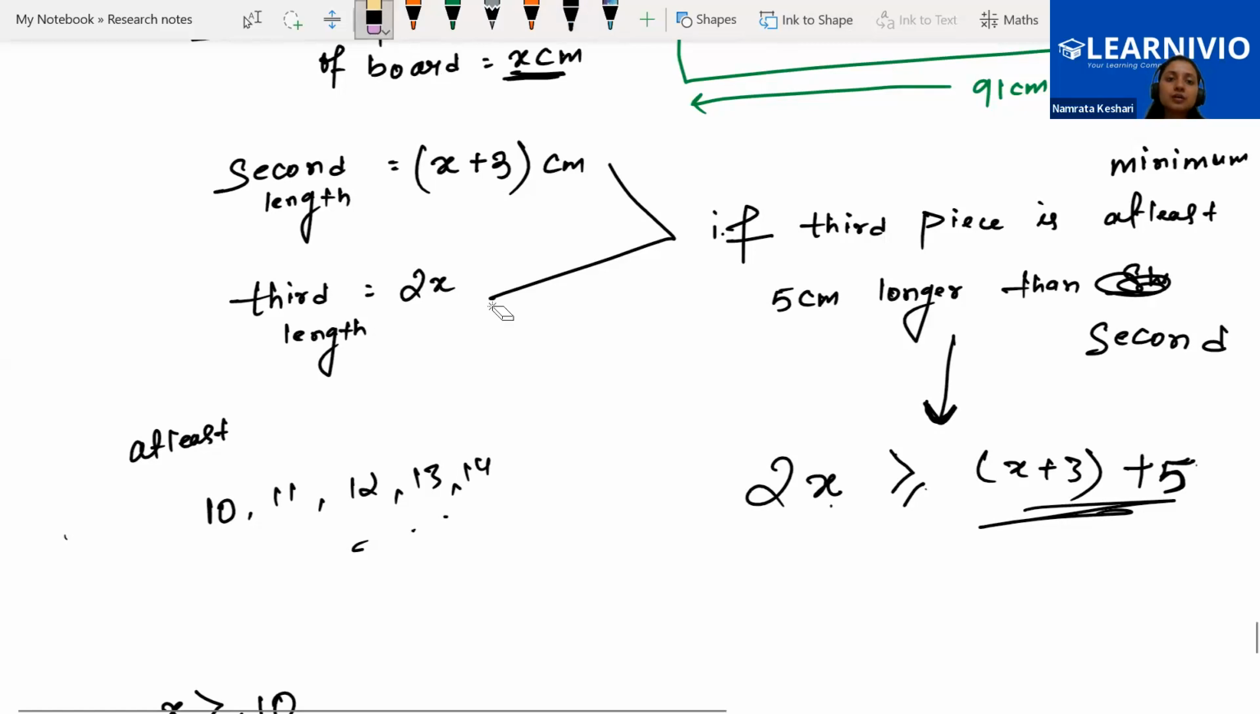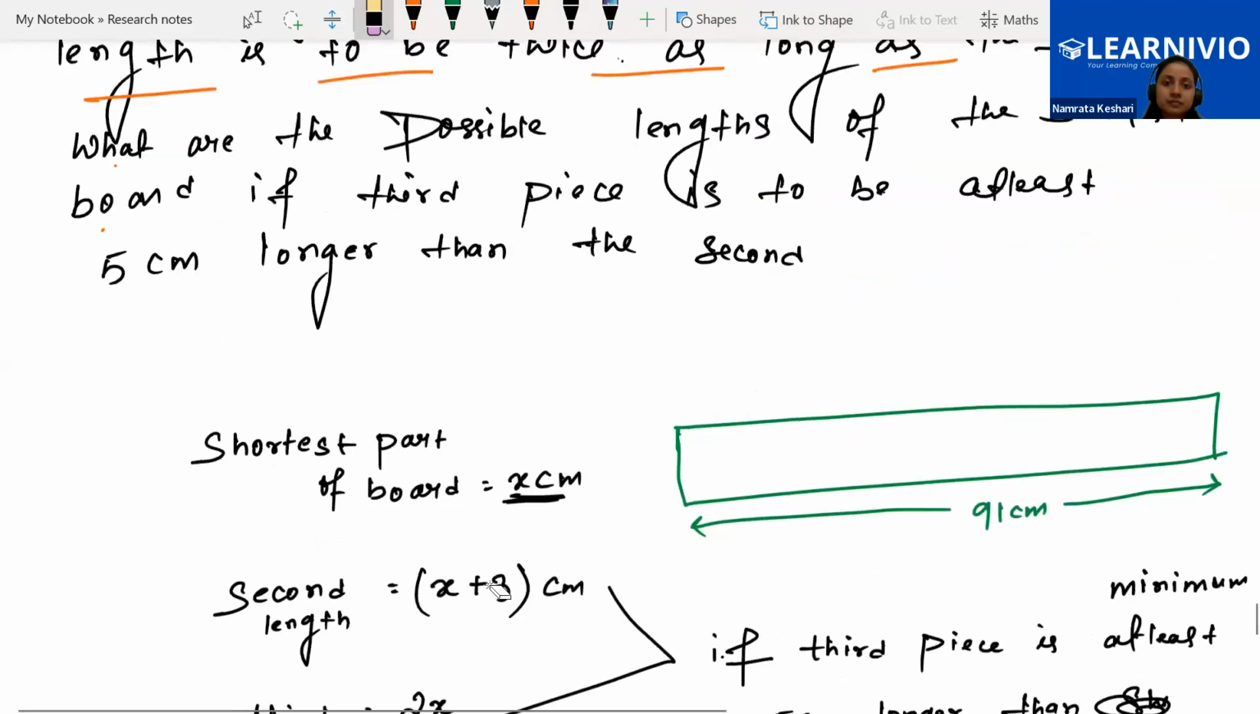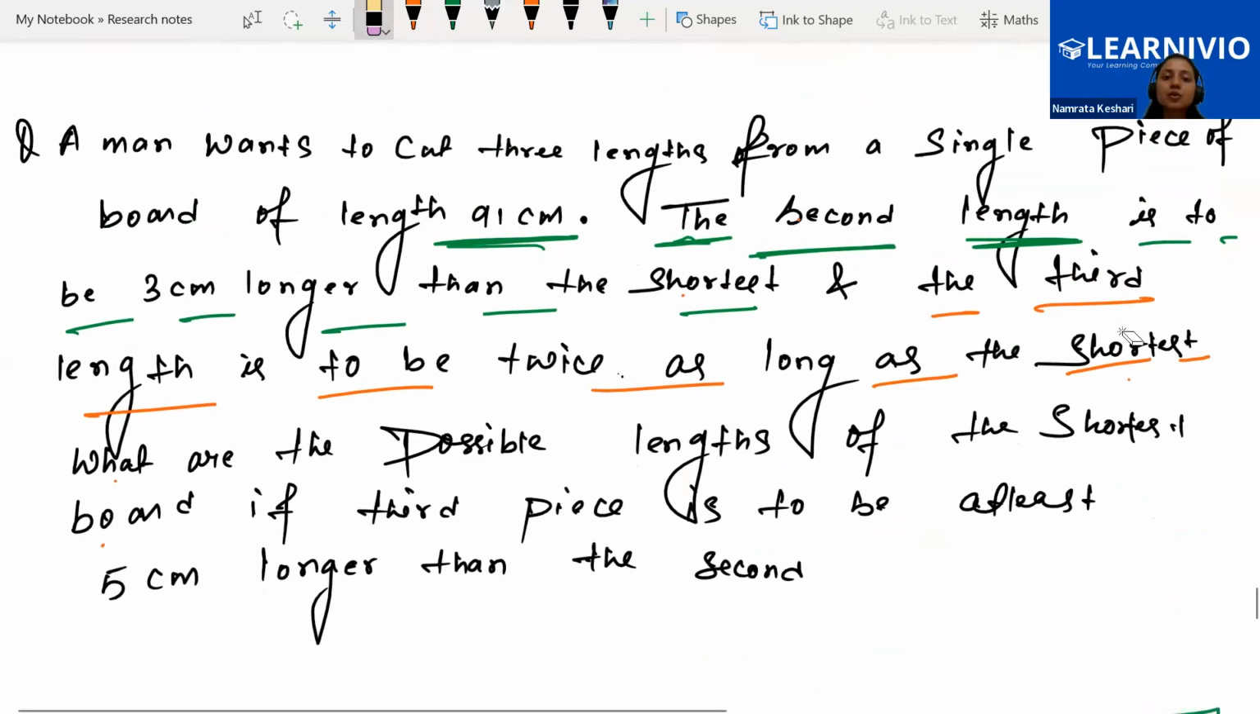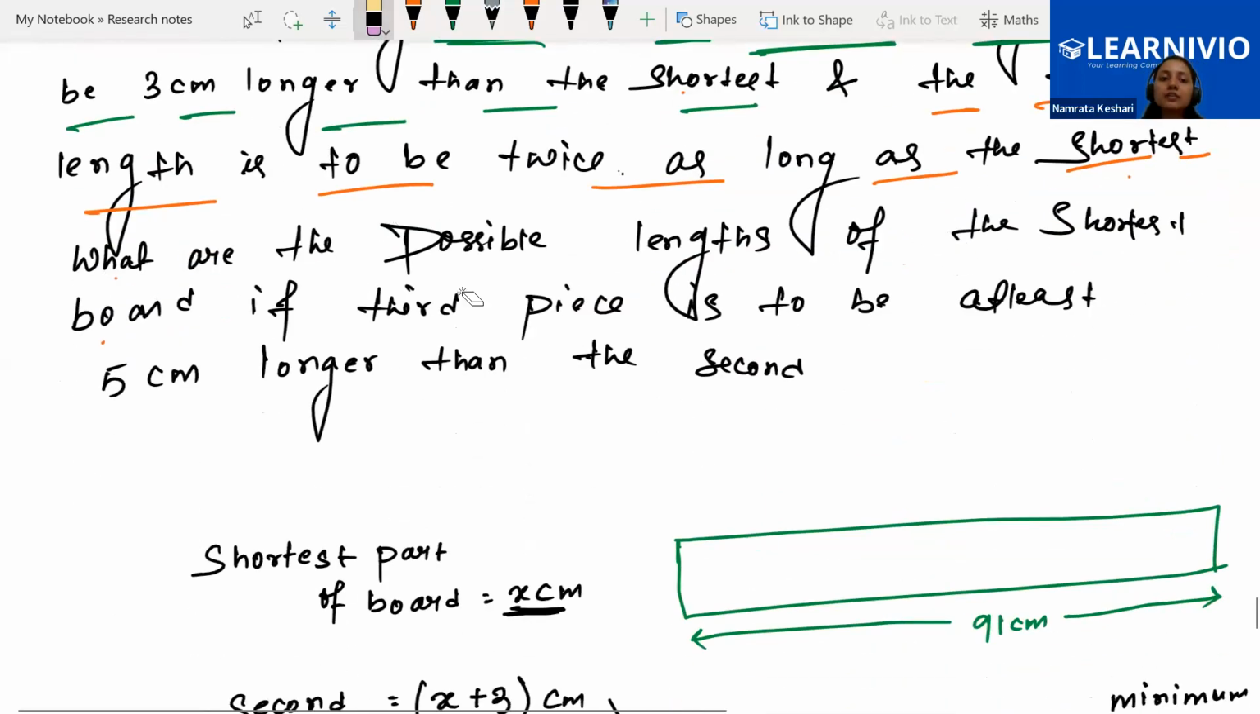Let's summarize everything over here. A man wants to cut 3 lengths from a single piece of board of length 91 centimeter. The second length is to be 3 centimeter longer than the shortest. The third length is to be twice as long. Both are dependent on the shortest. There are 3 lengths: the second length, the third length, and the shortest length. What are the possible lengths of the shortest board?